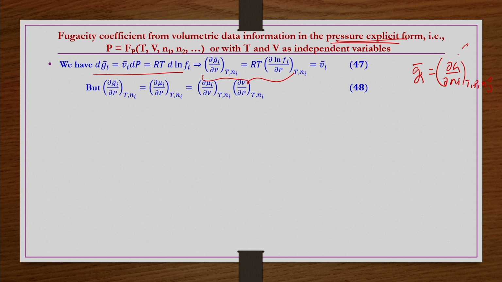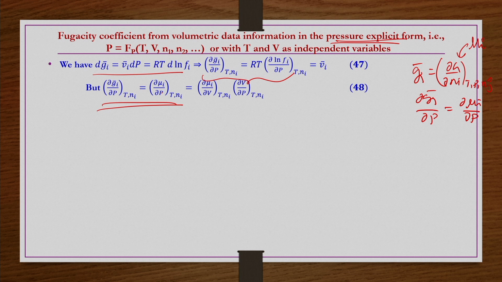And then what is this ∂G/∂Ni at constant temperature, pressure and Nj? It is nothing but μi, right. So, that means ∂Ḡi/∂P, I can write as ∂μi/∂P. So, the same thing I have written like this.